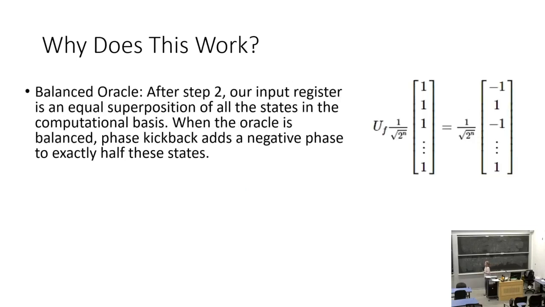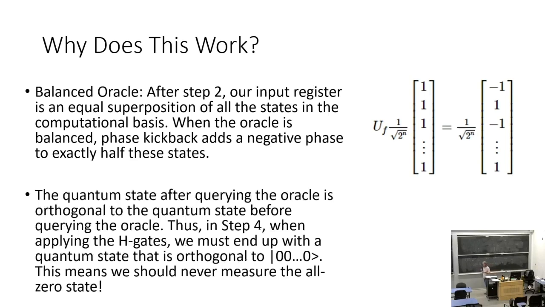Easy to see. What about the balanced oracle? After step 2 in our quantum circuit, our input register is an equal superposition of all the states in the computational basis. And when the oracle is balanced, our phase kickback trick adds a negative phase to half of the states. The quantum state after we query the oracle is orthogonal to the quantum state before we queried the oracle. So when we apply the Hadamard gates in step 4, we have to end up with a quantum state that's orthogonal to 0, 0, 0, 0, 0. And that means that we should never measure the all zero state.